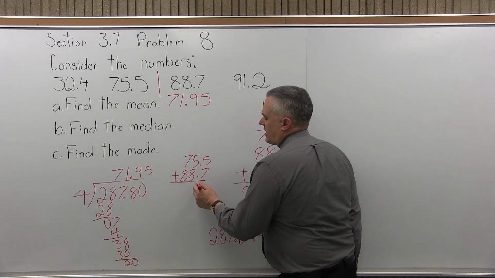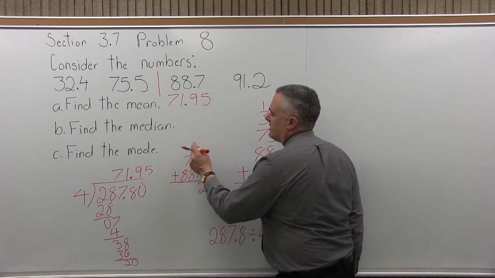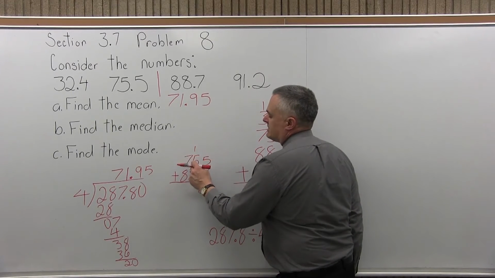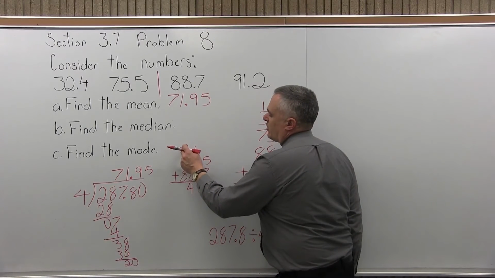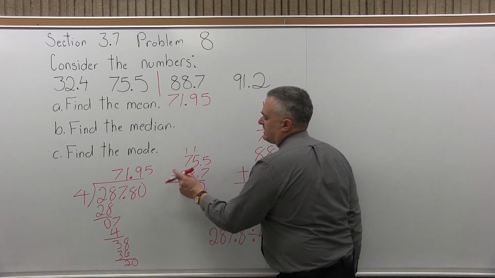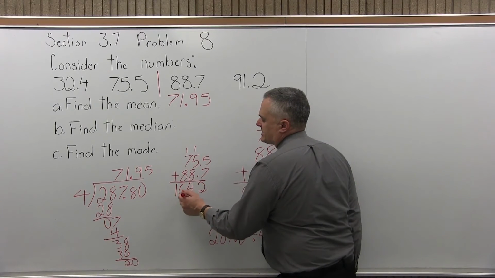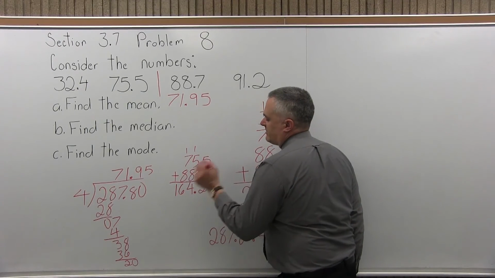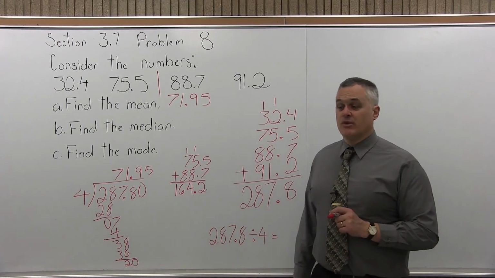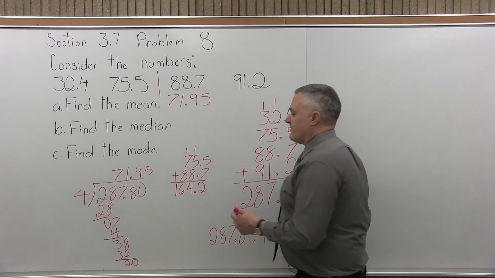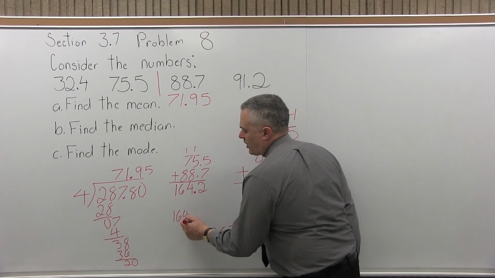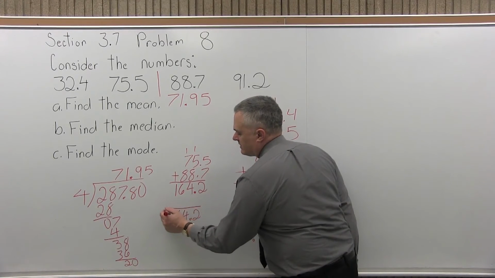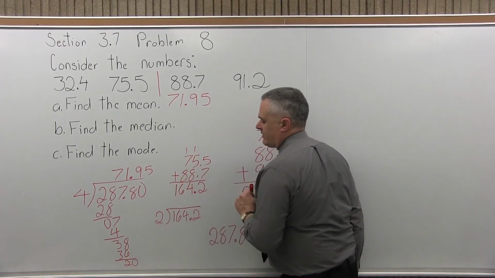5 plus 7 is 12. Write the 2, carry the 1. 1 plus 5 is 6. 6 plus 8 is 14. Write the 4, carry the 1. 1 plus 7 is 8. 8 plus 8 is 16. So I have 1642, but I have to put the decimal in. 164.2. Now take that answer, divide it by 2. 164.2 divided by 2. Write it that way.